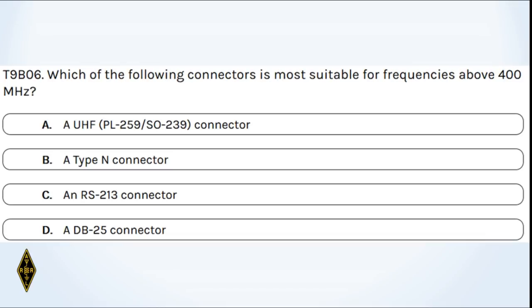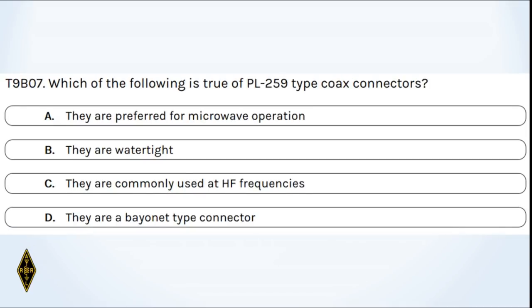And which of the following connectors is most suitable for frequencies above 400 megahertz? Think of Mr. Neal of AT&T, the type N connector. And which of the following is true of PL259 or UHF coax connectors? They're the most common kind of connector you're going to see. And they're commonly used at high frequencies.